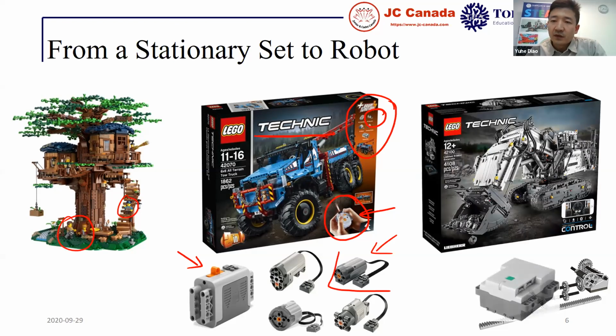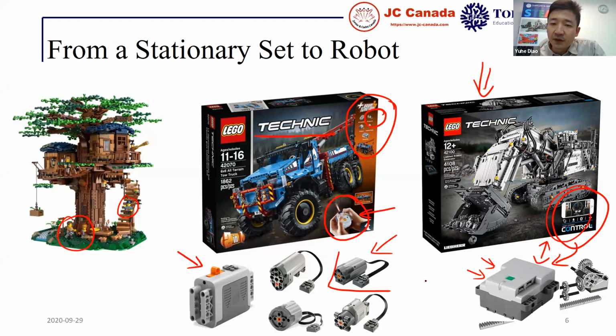But how about this one? This is a quite new set, and we can see the difference here. We can use our phone or other devices to program it. Now it's a robot. In this set we use this new hub, so we can download the app and then program it. The program will be saved in this hub, and this hub will control the different motors to move.